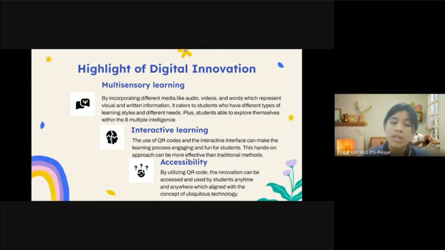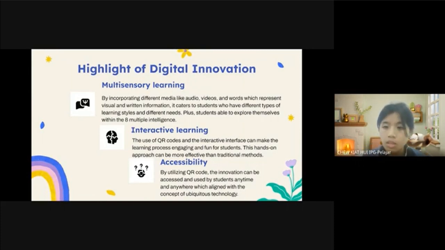As we all know, in Malaysia context, our classroom is made up of a classroom with mixed ability students. So of course, they will have different learning styles. For example, they are audio learners, they are visual learners, and they are learners who like on hands-on activity. So these different learning styles can be catered when this smart food is introduced, as it contains of audio, videos, and words.